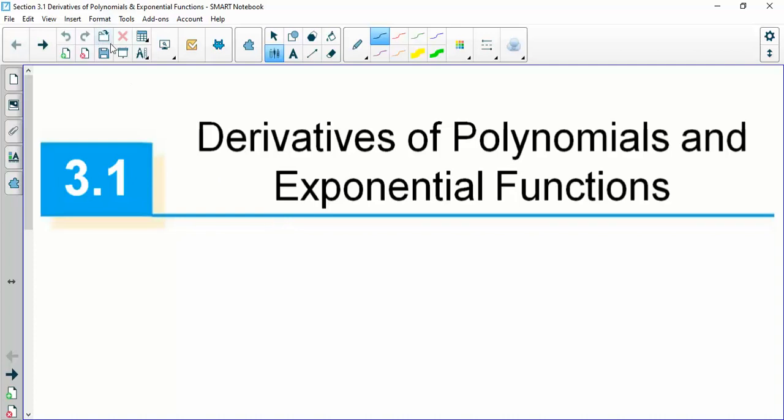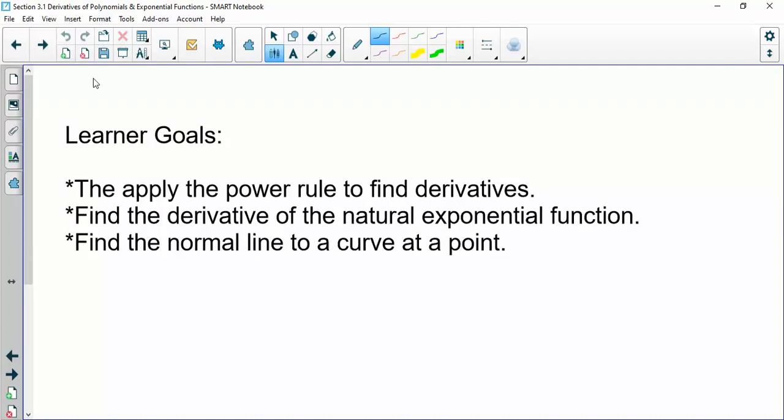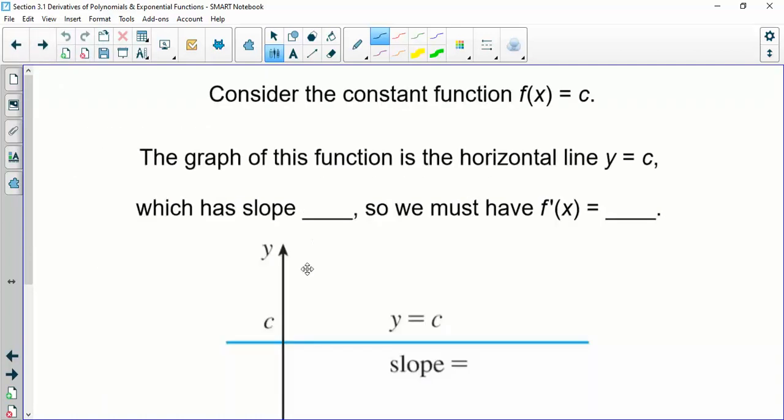We know a few things so far though, and we're going to make some generalizations here. We know that a constant is just y equals a number. Y equals 4, y equals 6, that's a horizontal line. That's called a constant function. What is the slope of a horizontal line? 0. And the derivative is the slope of the tangent line. So the slope of the tangent line here is always going to be 0.